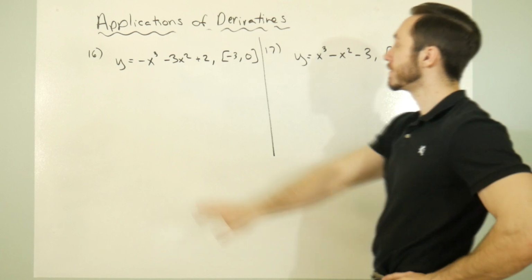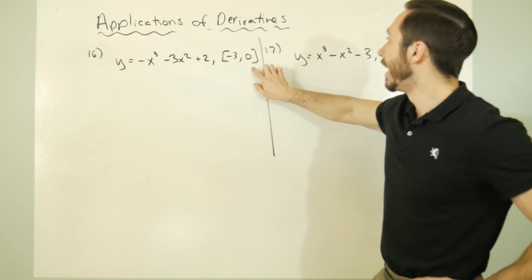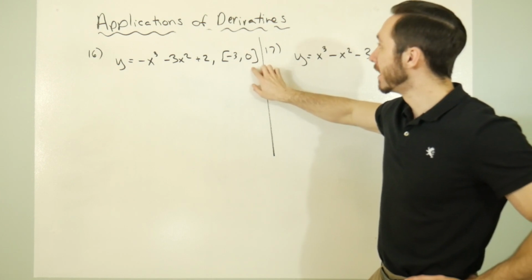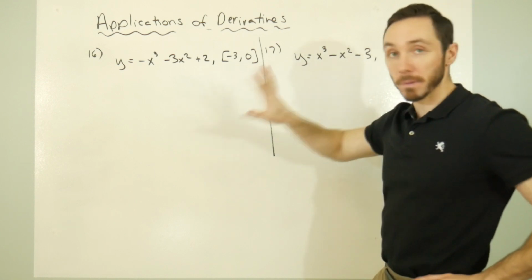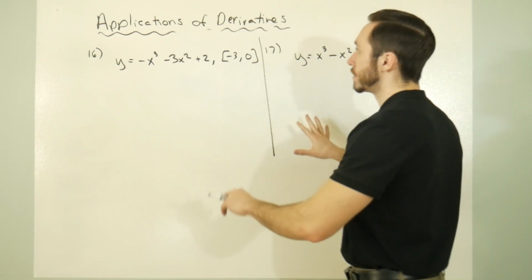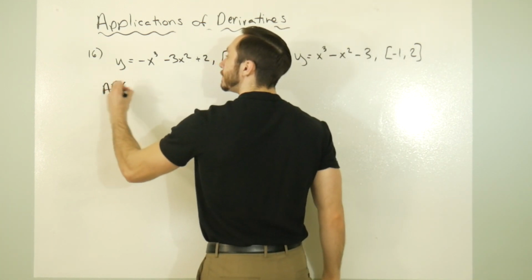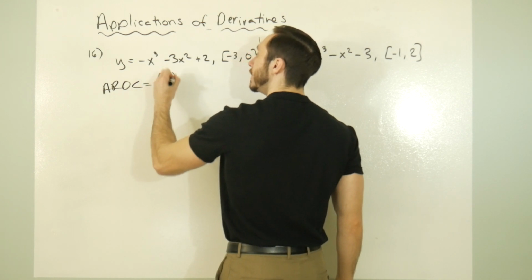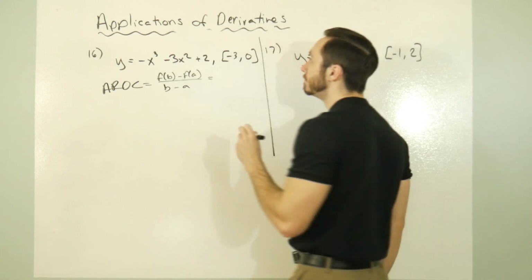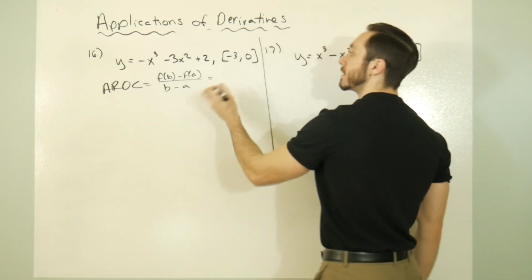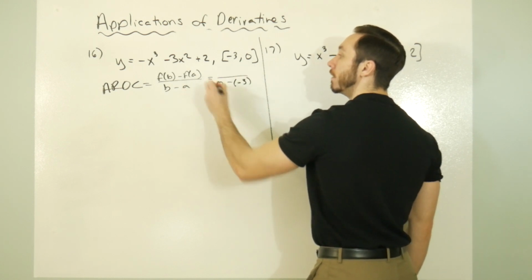Mean value theorem states if you take the average rate of change on a closed continuous interval that's also differentiable on the open, then at some point in this interval, you must take on that slope. So that's what we're hunting down. So let's find the average rate of change first. We're just going to deal with 16 for now. So our AROC here, as a reminder, is f of b minus f of a over b minus a. So our a here is negative 3, and our b here is 0.